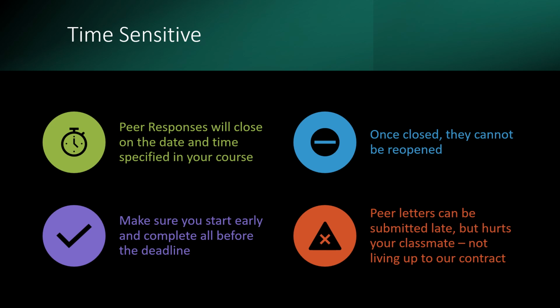You can submit some peer letters late, but it hurts your classmates. And after a certain point, it will not matter. I really don't want to have these coming in at the end of the course. They need to come in. If they're going to be late, they need to come in within 24 hours of the due date.